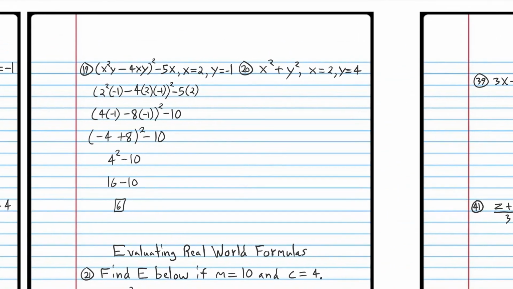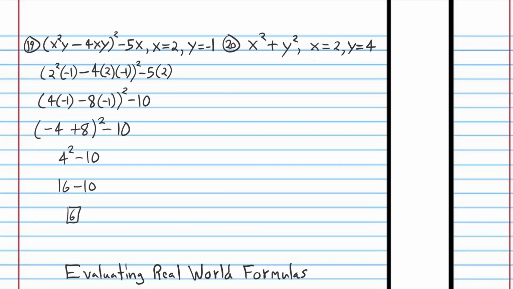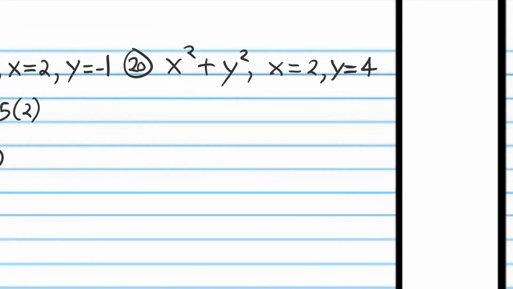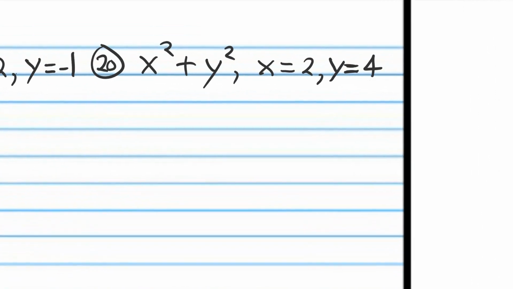But that was a hard one. So if you didn't get 6, just go back and figure out what you did wrong. That's probably the most difficult problem that we're going to do today. And I'm not going to give you one of those for homework. That one was just a little much for our level here in pre-algebra. But that was good practice, though, nonetheless. So why don't you try number 20, and when you come back, we'll do it together.